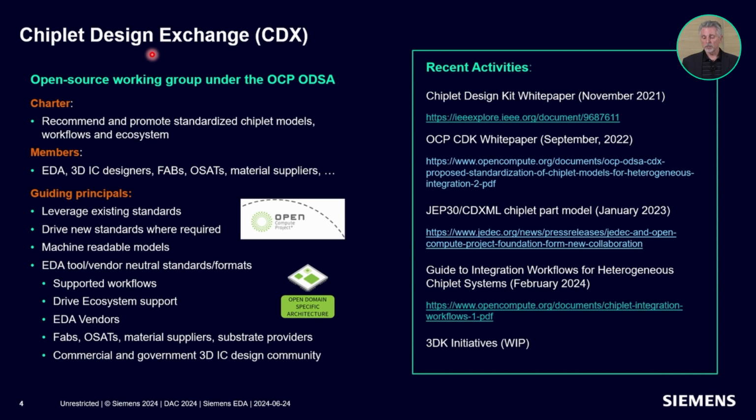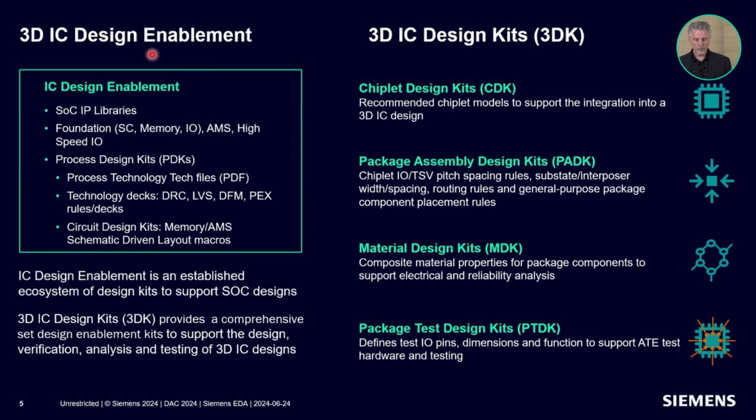Again, these are the models that are required for a chiplet. We also started working on a white paper about the design flow, a very detailed document of over 100 pages that gets into a lot more detail about the high-level workflows I referenced earlier. But what we're actively working on is 3DKs, which are 3D IC design kits. So I'm going to talk about what is in these design kits and how they're used in the design process.